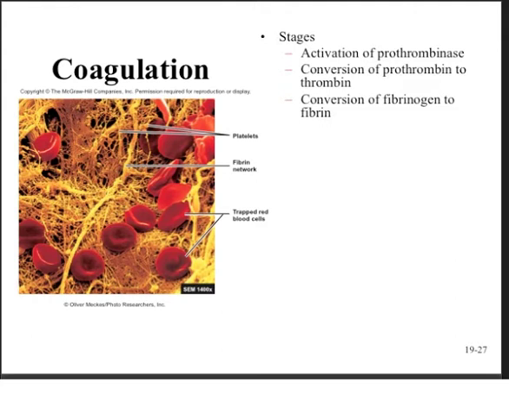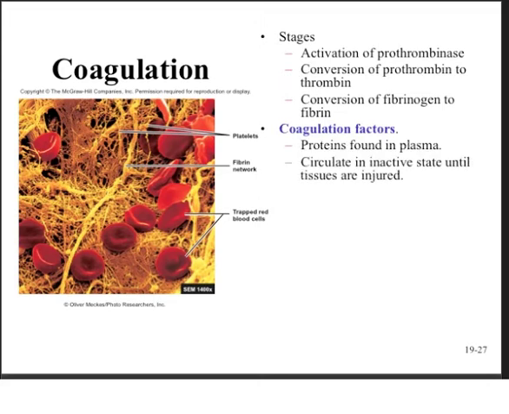Okay, and remember, we talked about the fact that the purpose of a cascade is to take a tiny stimulus and magnify it so that we get a rapid and large response very quickly. But the other benefit of a cascade system is that it's easy to turn off. Coagulation factors are proteins that you find in the plasma, and they circulate in an inactive state until tissues are injured or until blood flow slows sufficiently, at which point spontaneous clotting can occur.